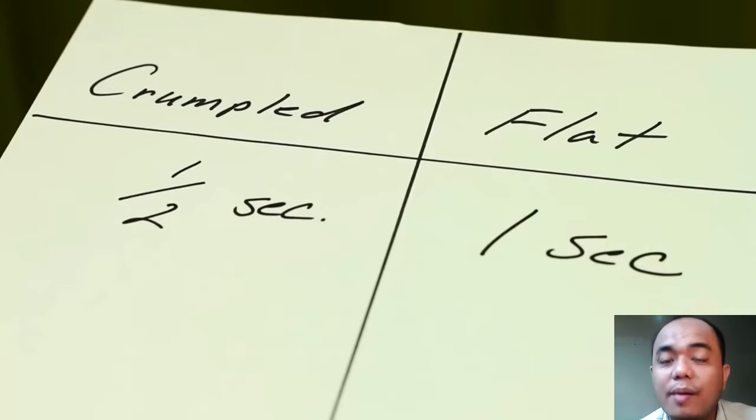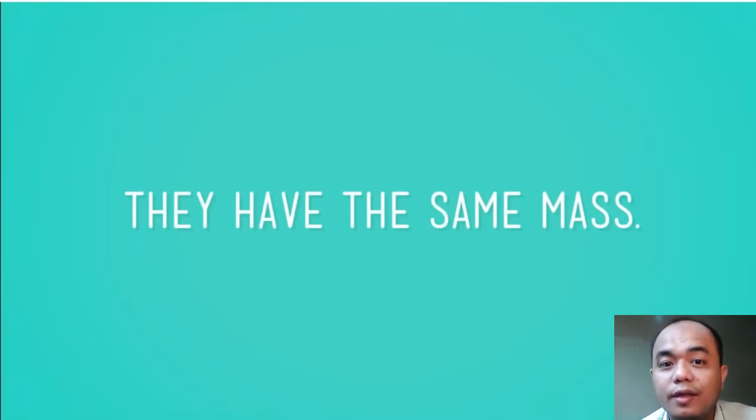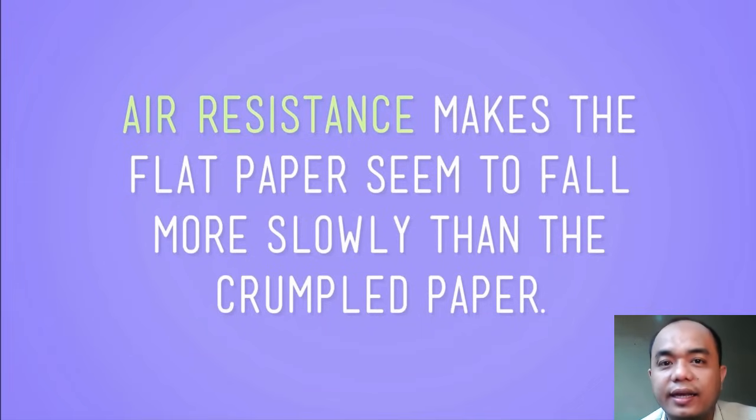You notice that the crumpled paper fell to the ground faster than the flat piece of paper, considering they have the same mass. This again proves that object shape affects its movement. Take note, the two pieces of paper, the crumpled one and the plain paper, have the same mass. And it's the air resistance that makes the flat paper seem to fall more slowly than the crumpled paper.